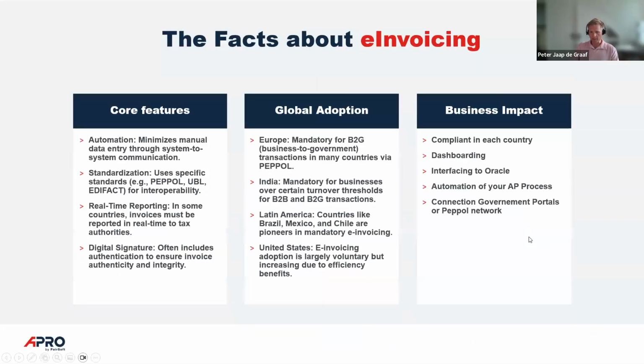So a bit more about the facts of APRO and also about the invoicing. Let me show you the core features of e-invoicing. What are the main things that are needed for e-invoicing? It's automation, because all the invoices that come in can directly be mapped to all your header and line detail fields, and it can be sent to your ERP system. So the first part is automation.